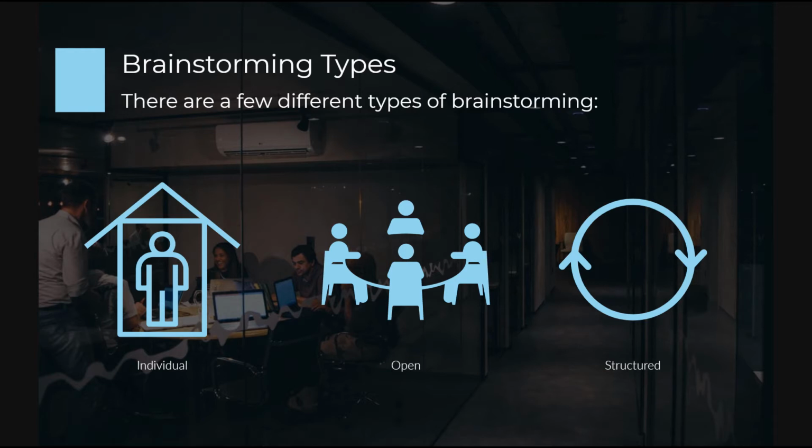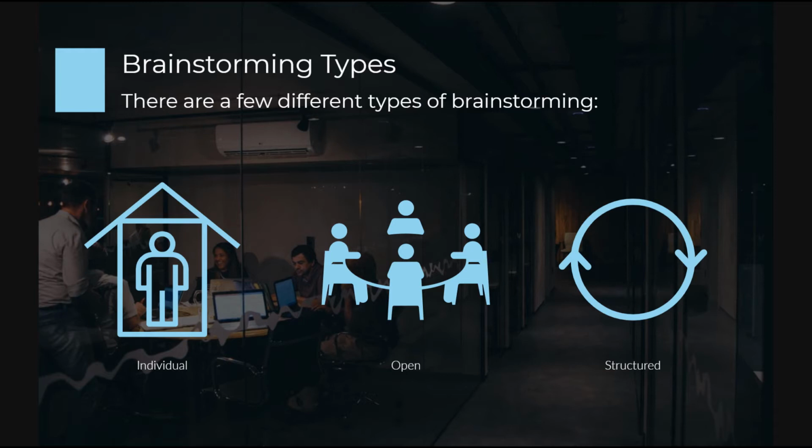So there are a few different types of brainstorming. Individual, open, and structured. Individual means a project team member creates a list of ideas concerning a project or issue. Open means meeting participants call out ideas that are captured by the meeting facilitator or scribe. This is an efficient process when team dynamics are good and individual skill sets are strong.